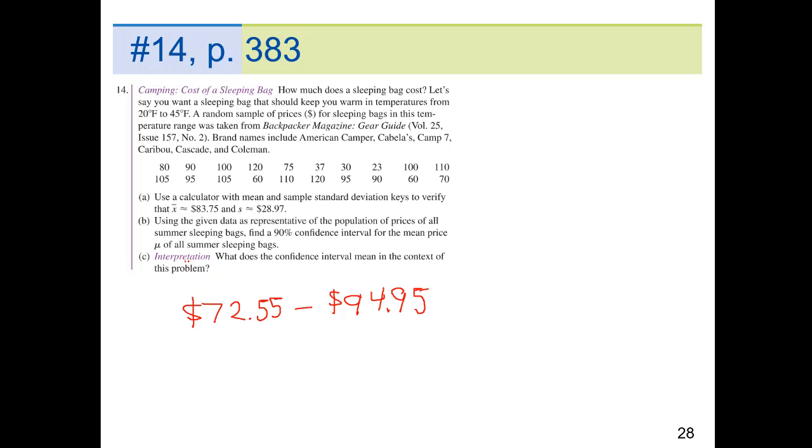And now we're going to interpret. What does this interval mean in the context of this problem? This means that we are 90% confident that this interval is one of the intervals that contains the population mean price of summer sleeping bags. It doesn't mean we're 90% confident the mean price is between this and this. It means we're 90% confident that this interval is one of the intervals that contains whatever the actual mean price is.